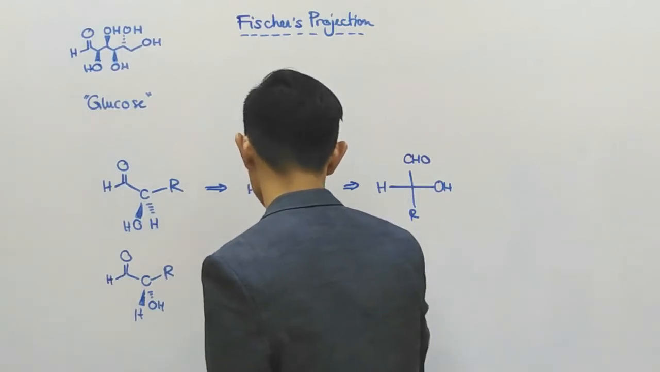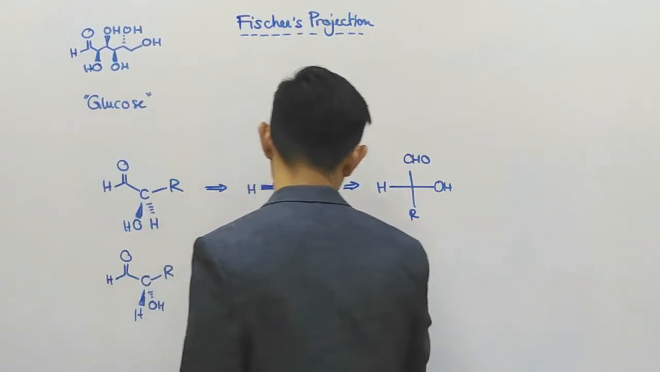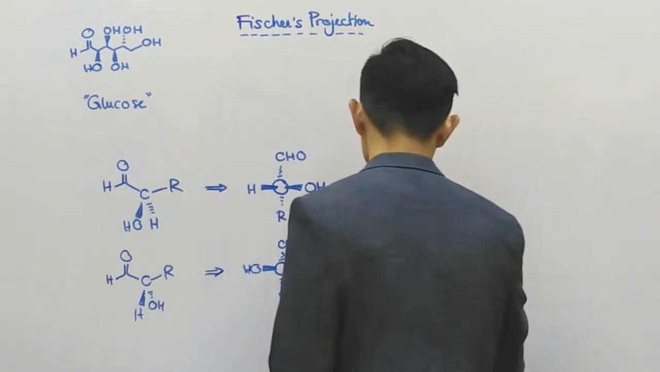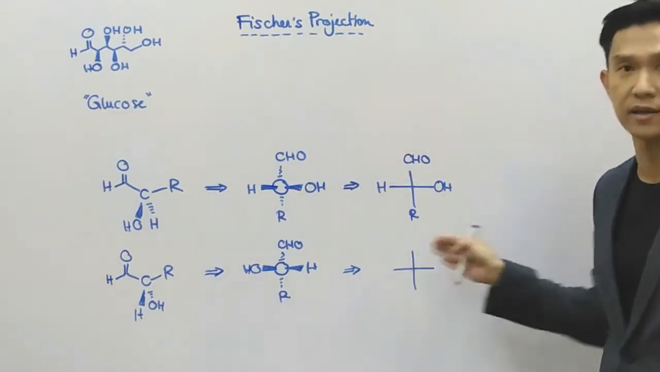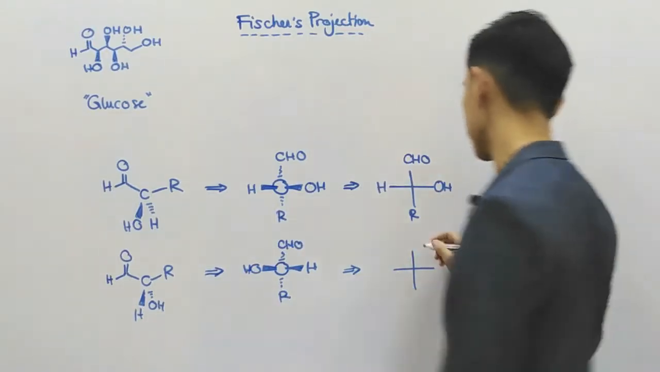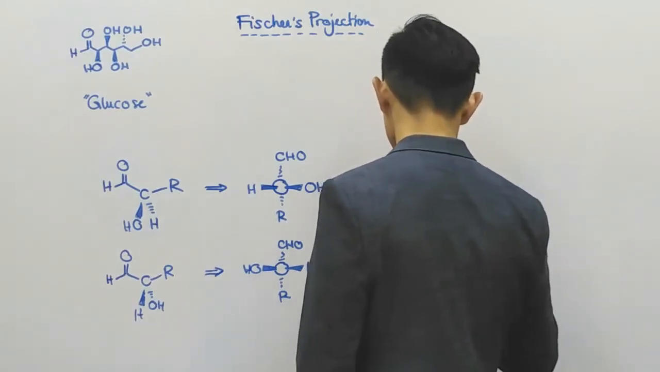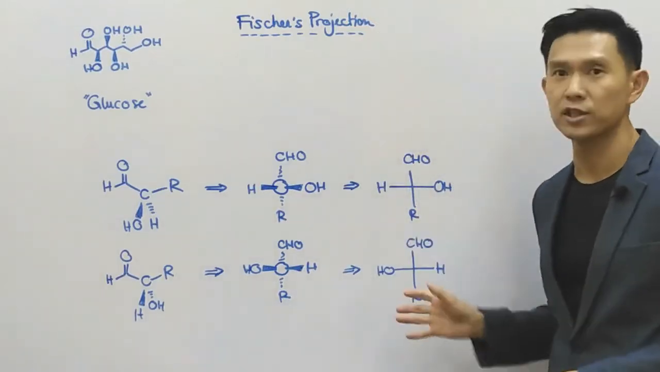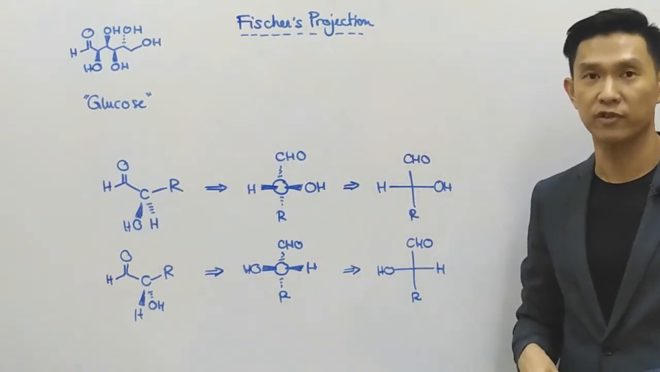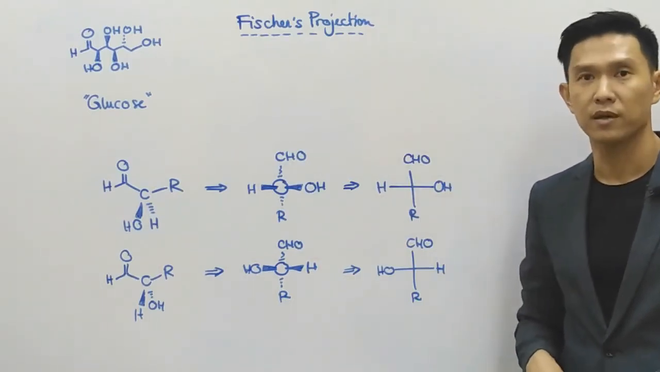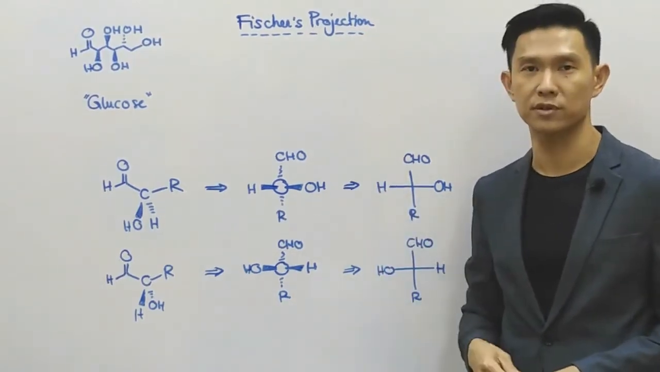CHO on top, R group downward, hydrogen on the right, and your OH is on the left. And again, you can cross it to be a Fischer projection by the rules that the horizontal line is pointing upward and the vertical line is pointing downward. So you have this, CHO, R, OH, and H. So this is the Fischer projection. So again, from the glucose, you may draw the Fischer projections of the glucose as well. Okay. Now, let's see what happens if we want to draw the Fischer projection of the glucose.